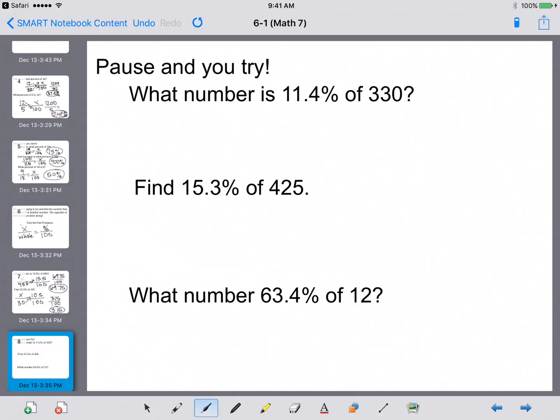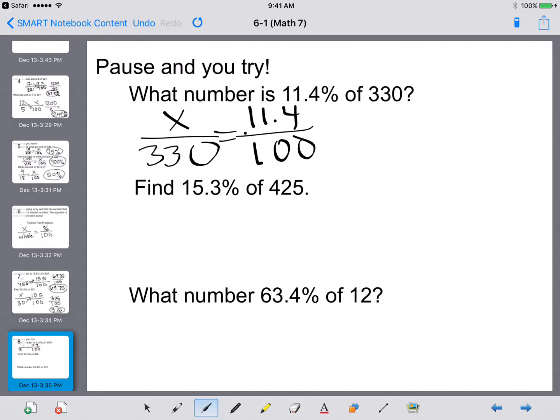On these next ones, I want you to pause and try to solve on your own. I'm going to continue going and just writing in how it should be set up and what the answer is. So we've got 0.4 out of 100 equals something out of 330. And the answer is 37.62.